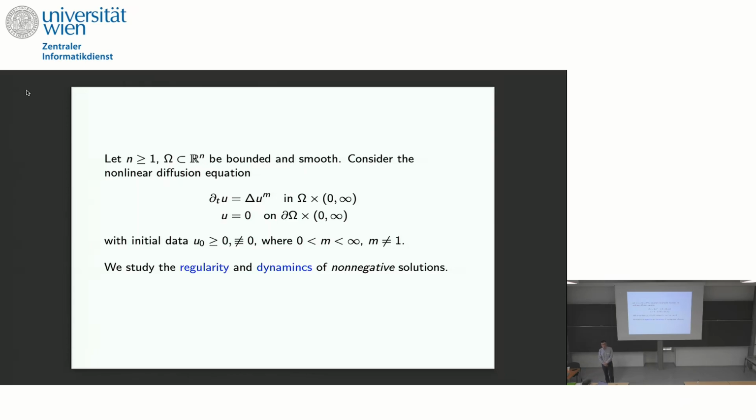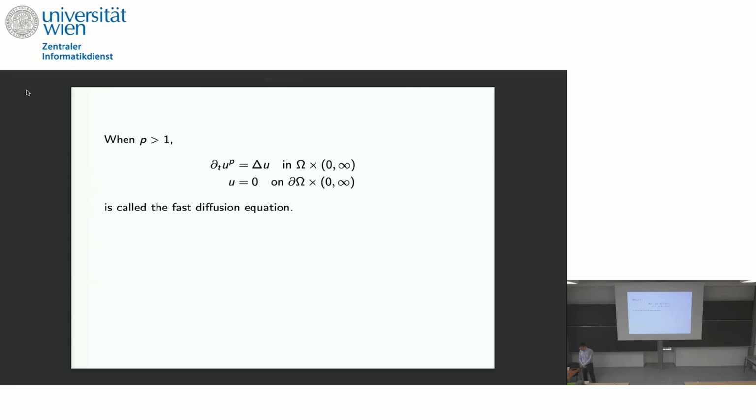In many literature, the nonlinearity u to the power m is put under the Laplace. But for myself, I like to put the nonlinearity on the time. This is just a personal belief. The reason is because my academic origin was in the study of the Yamabe problem, so we usually like to put the u to the power p not on the Laplace. When p is bigger than 1, it is called the fast diffusion equation.